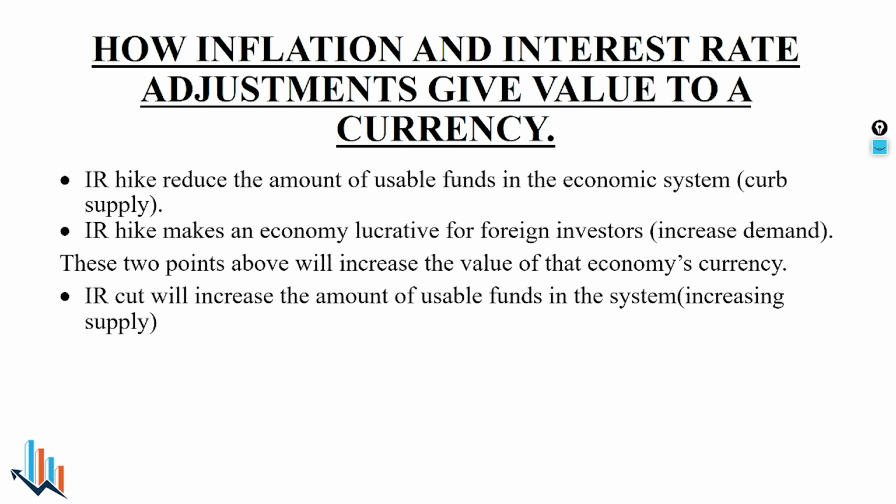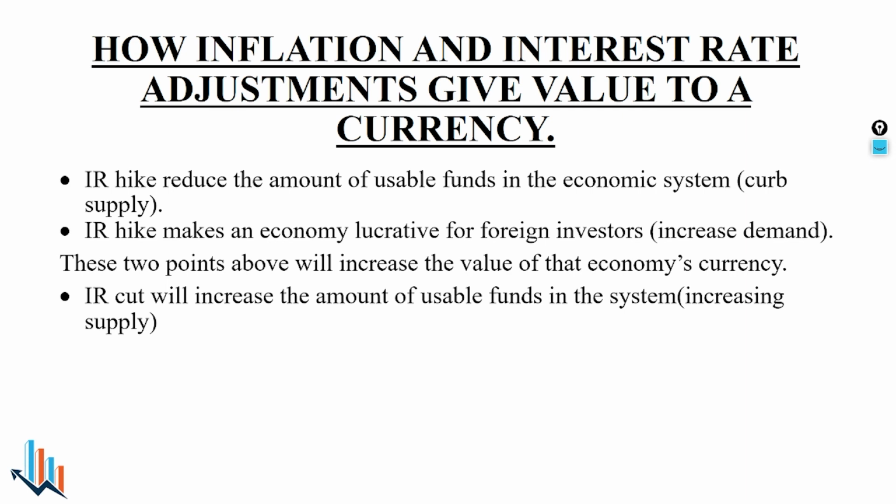Now let's look at the other way around. When the interest rate is cut, it indicates that central banks want the amount of usable funds in the system to increase. If usable funds in the system increase, a lot of people will have excess money in their pocket and they're going to spend it anyhow on anything, and this will increase the demand for goods and services. If the demand for goods and services increases, their price will also increase, and this will bring about inflation that we've talked of earlier.